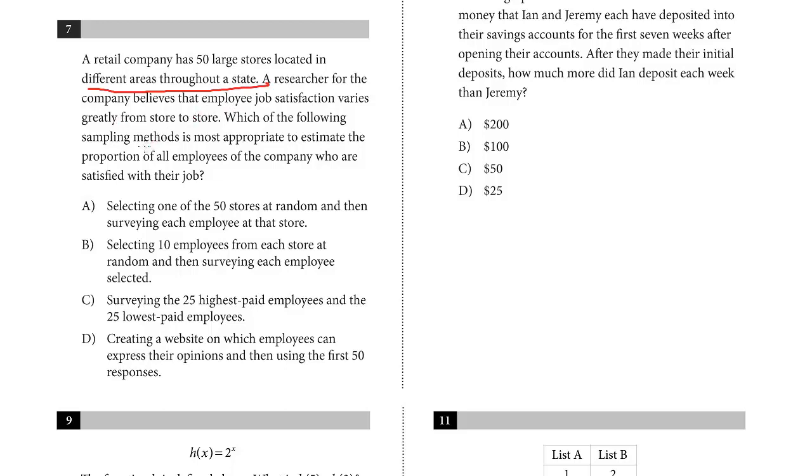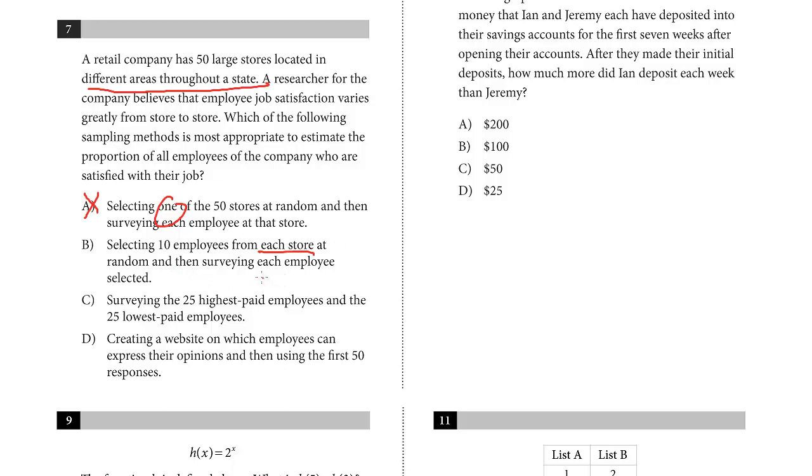So let's take a look at the sampling methods. Selecting one of the 50 stores at random and then surveying each employee from that store, of course not, because we want to determine how satisfaction is at all the stores. So why would we ask one? That's not a fair representation. Selecting 10 employees from each store at random and then surveying each employee selected.